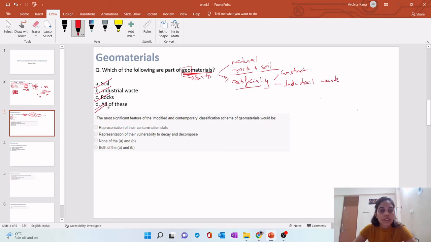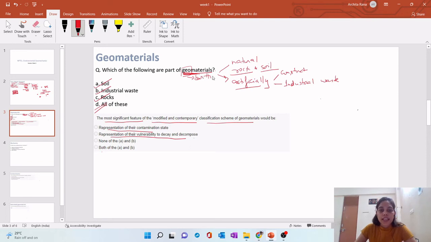Now, this question can also be asked: what are the significant features in the modified classification of geomaterial? That is the new classification of geomaterial. What are its significant features? So these are four options. First is the representation of their contamination state. Another is about the vulnerability to decay and decompose.